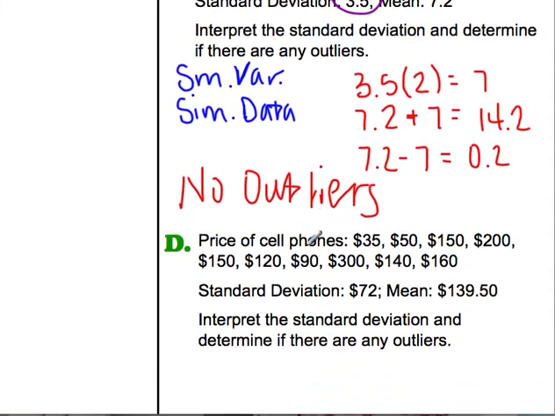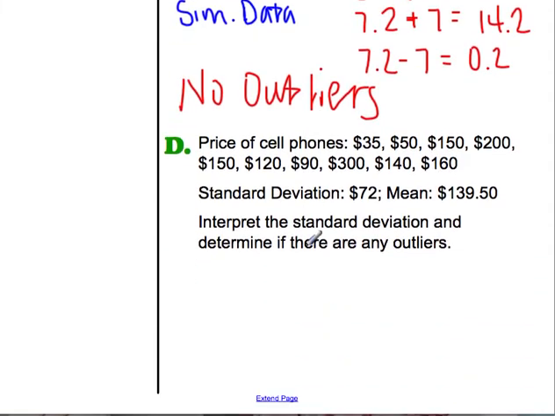Looking at my final example, we've got the price of cell phones here as follows. The standard deviation is $72 with a mean of $139.50. When I take a look at this, $72 is pretty significant, especially seeing as how we've got phones ranging in price from $35 to $300. So I would have to say here that this is a large variation, and that means we have varied data.